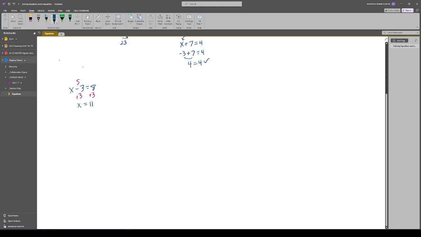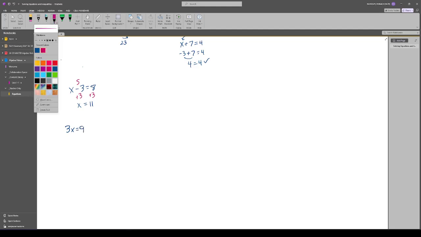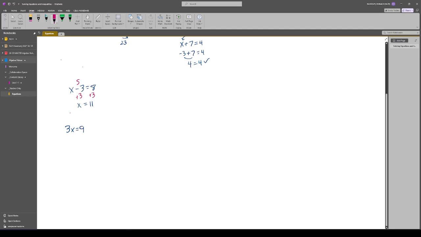Next, we're going to look at multiplication. So if I have 3x is equal to 9, then this is a little different because there's nothing added or subtracted from x. Instead, we've multiplied something by x. And looking at our order of operations, PEMDAS, we know that the opposite of multiplying is dividing. So in order to fix this, we have 3 times x.